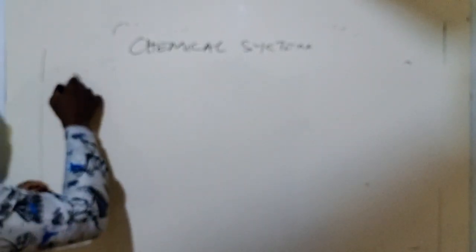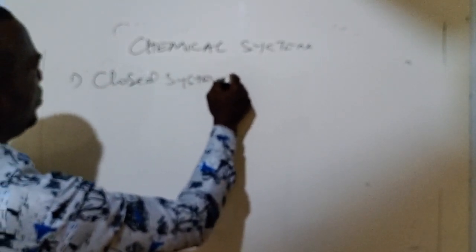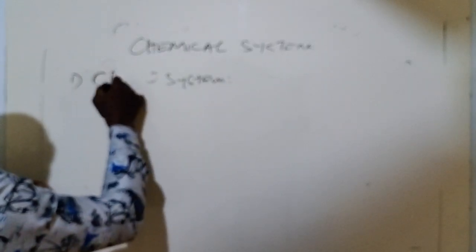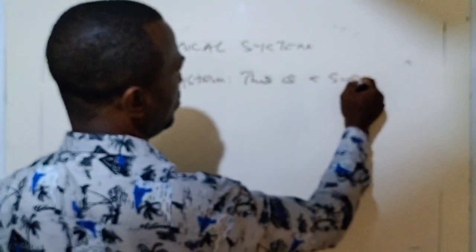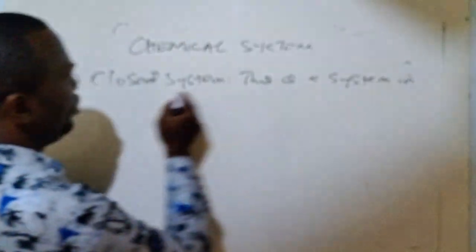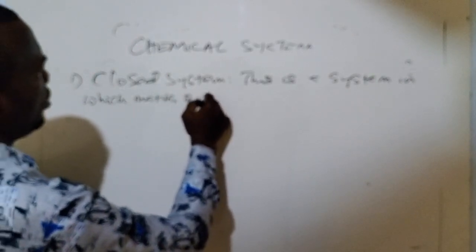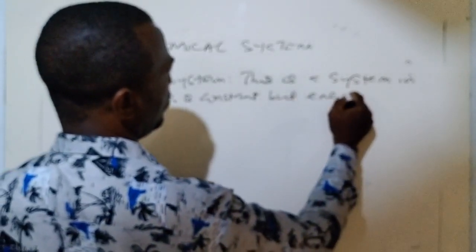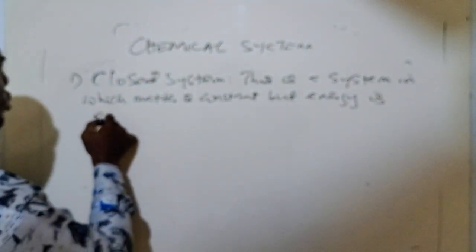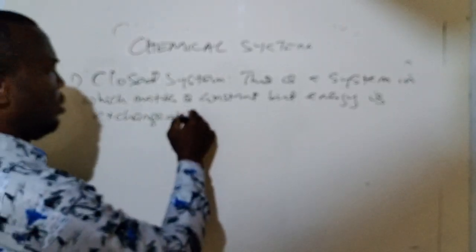What are the types of chemical system we have? We have what's called a closed system. So what do I mean by closed system? Let me start with closed system. This is a system in which matter is constant, but energy is exchanged with the surroundings.